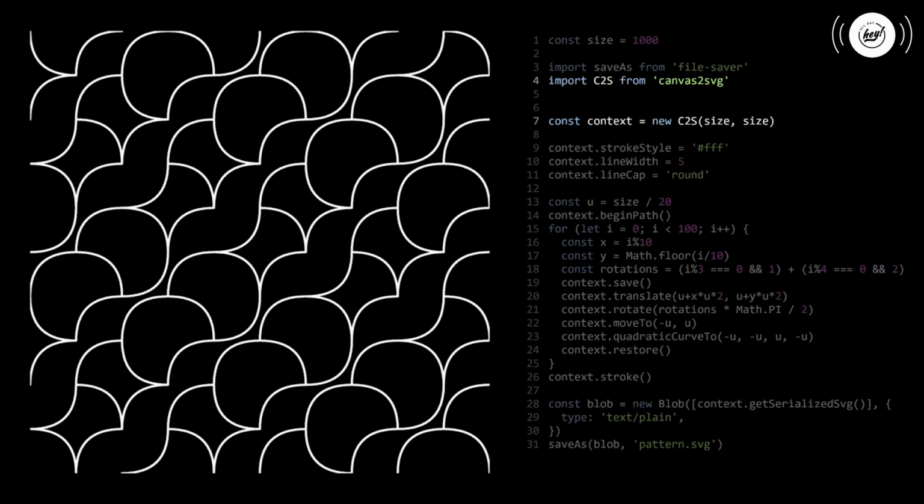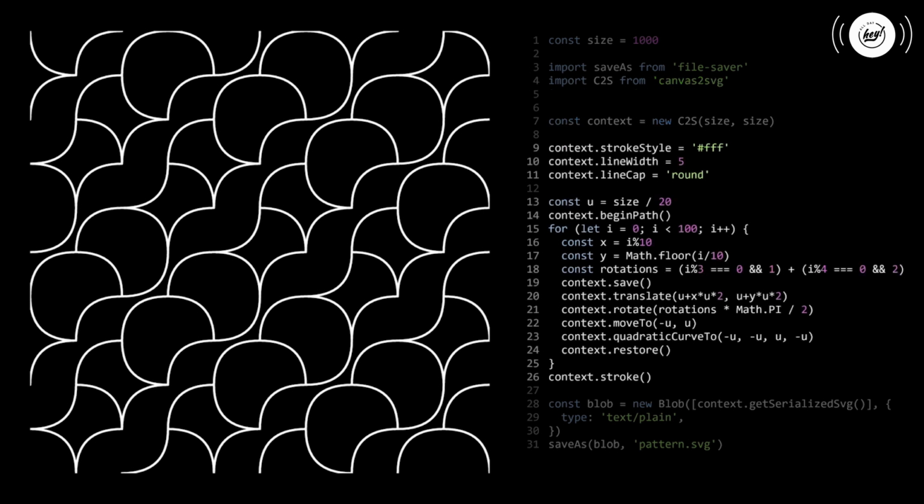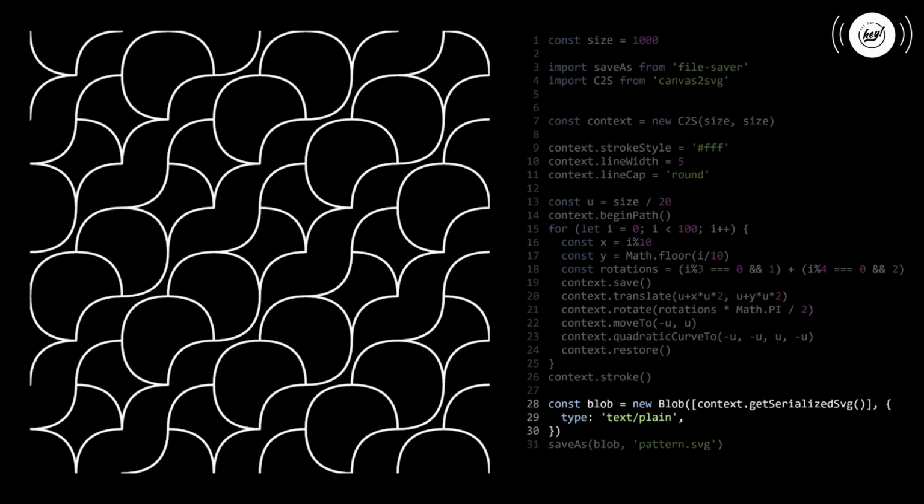You define a context, which is the same height and width as you would have set on your canvas, and it has all the same methods as a 2D canvas rendering context, but it can output a serialized SVG, which you can then render on the page as inline SVG, or you can download as I have here with this file save utility and hook up to a pen plotter.